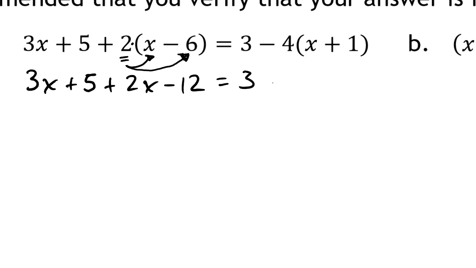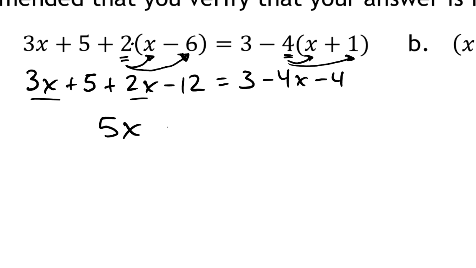So they have their factors that were distributed to them. On the other side, I've got the 3, and then I've got a minus 4x, and then a minus 4 again. We're pushing this factor of 4 into the parentheses. Now if I rewrite the left-hand side, I've got a 3 and a 2x, so that's a total of 5x. And then I've got a 5 minus 12, which is negative 7. Over on the other side, 3 minus 4 looks like negative 1, and then minus 4x.